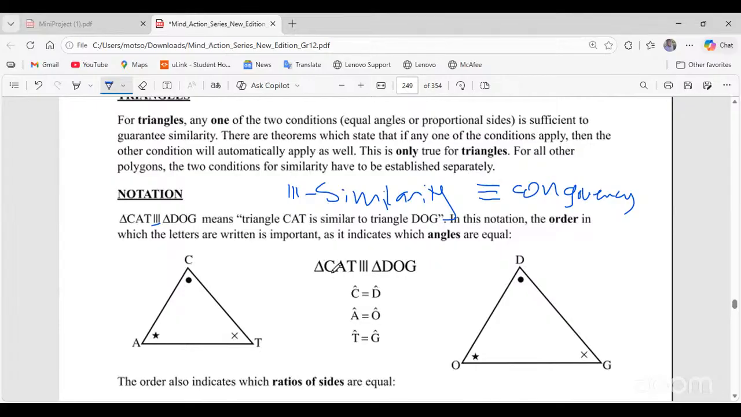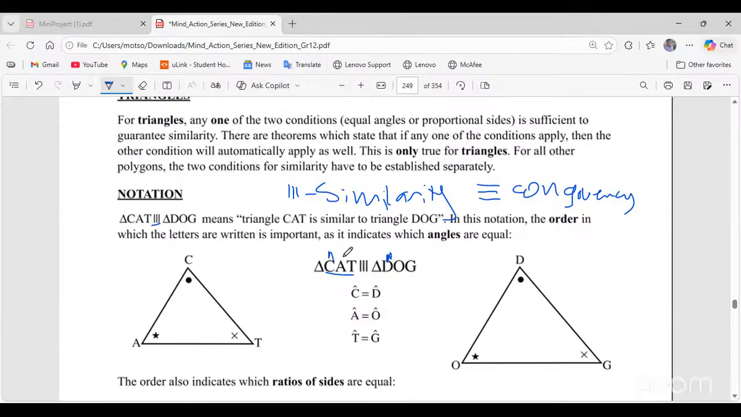They say triangle CAT is similar to triangle DOG. Fine. Now we will go to the angle C, which is the first angle on CAT. It will be equal to angle D, which is the first angle on triangle DOG.